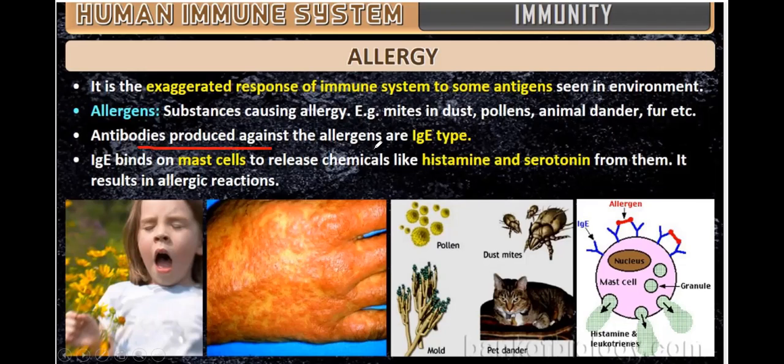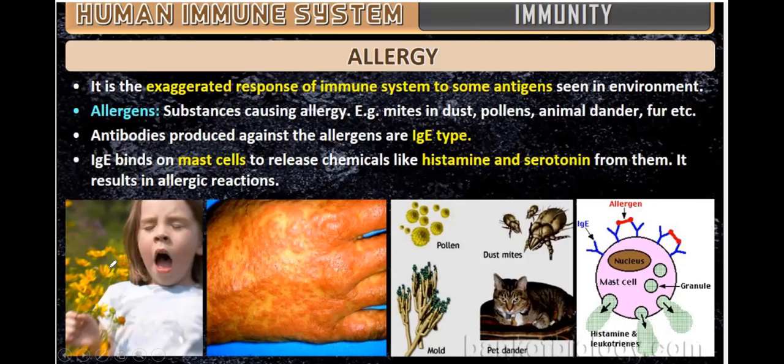Antibodies produced against the allergens are called immunoglobulin E, antibody E. Antibody E binds on mast cells to release chemicals like histamine and serotonin from them. It results in an allergic reaction. So in case of allergy, which chemicals are secreted from mast cells? For example, histamine and serotonin.